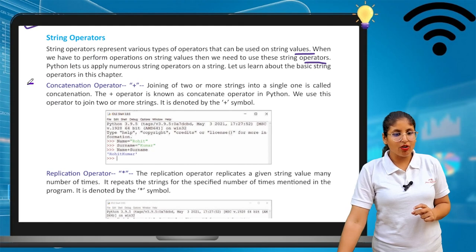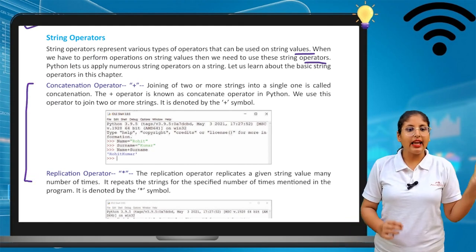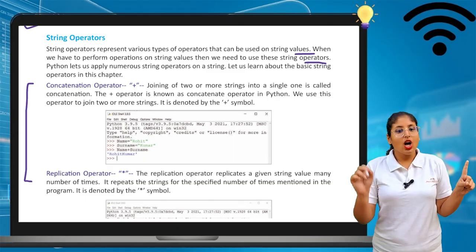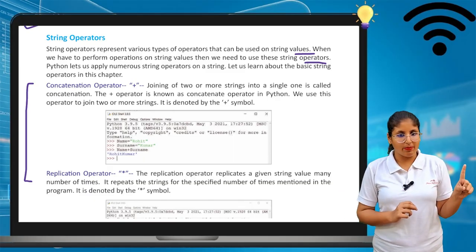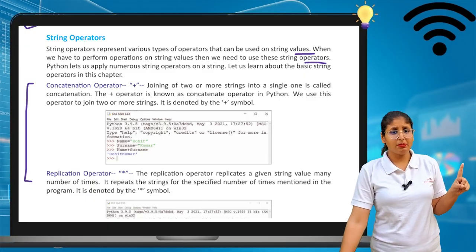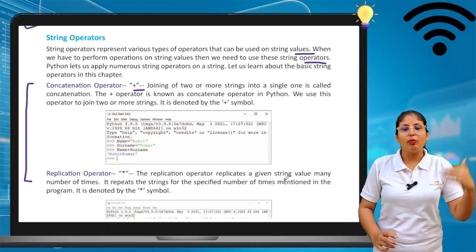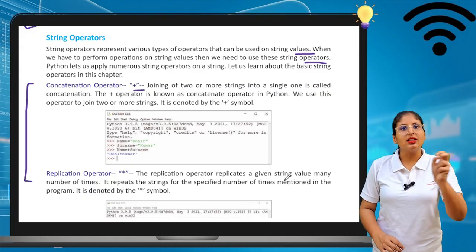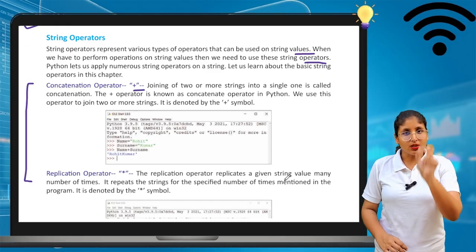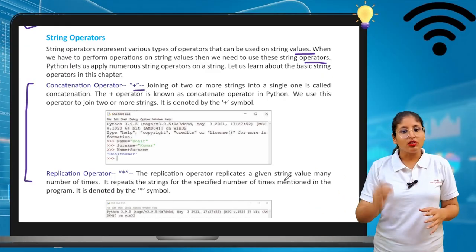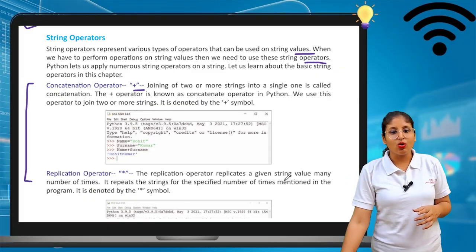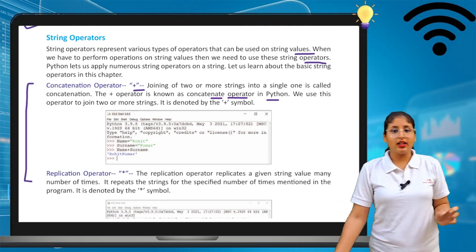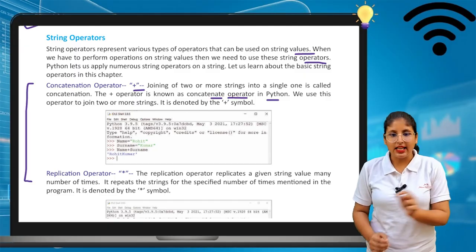Let's see the basic string operators. First is the concatenation operator. What's that? The concatenation operator is plus, meaning joining of two or more strings into a single one. It is known as concatenation, the plus one in which you are joining something. So the plus sign in Python is known as the concatenate operator.